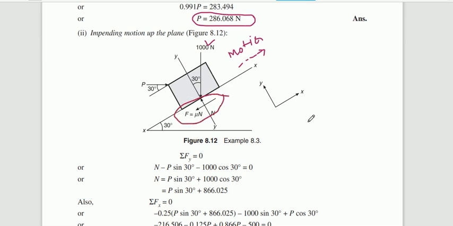In some problems they may ask you to find for both conditions, or in some problems they will ask for only one condition. Read the problem correctly to see the direction of motion of the block. Based on that you need to draw the free body diagram and solve the problem. So this is regarding problems related to a block resting on an inclined plane. Because of friction, how much force is required to move the block up or down, based on that we have solved these problems. Let us solve some more problems in the next session.